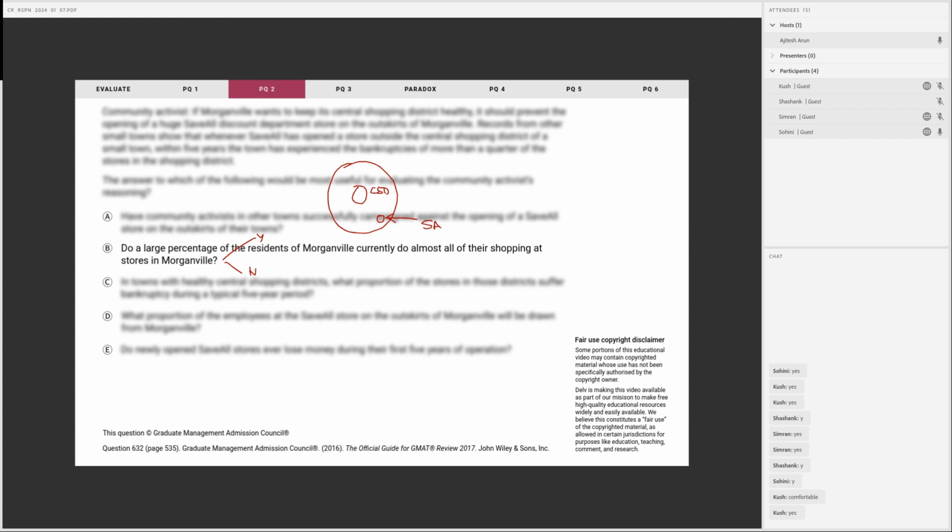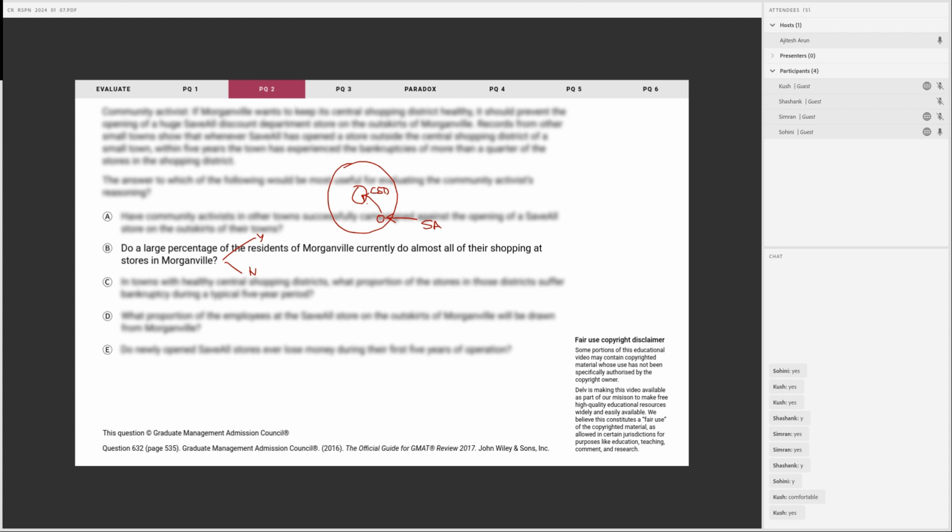The problem is the central shopping district is still threatened by the Save All, right? So whether a large percentage are doing their shopping in Morganville or not, the threat to the central shopping district is still very much on, right? So option B is not helping us understand whether Save All is going to hurt the central shopping district or it's not going to hurt the central shopping district. And that's the problem with option B. It gives us no idea about the impact that Save All will have.